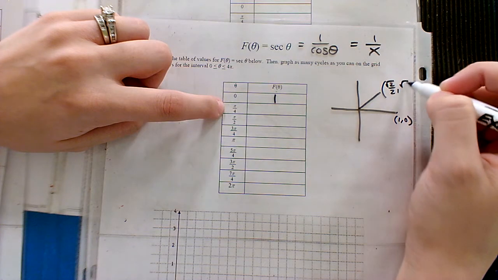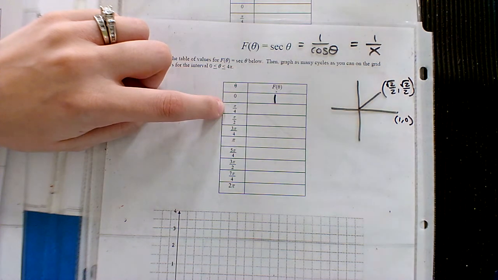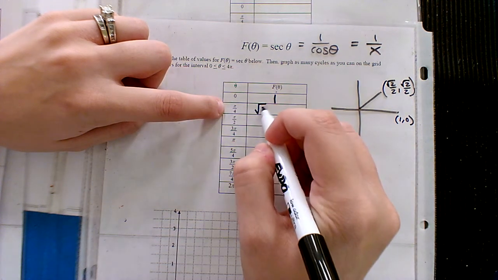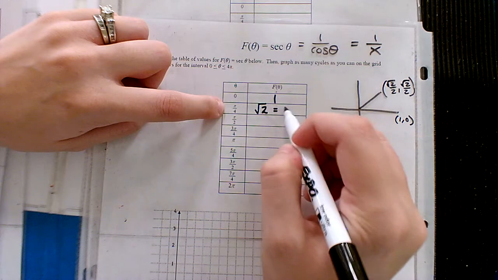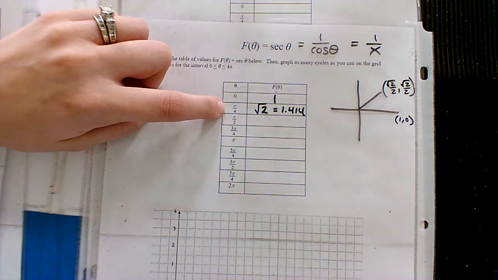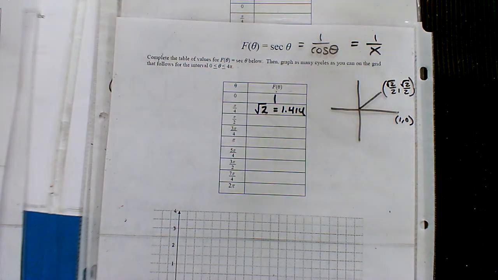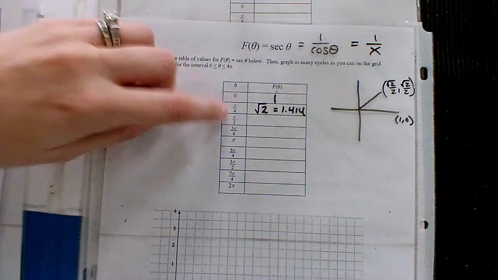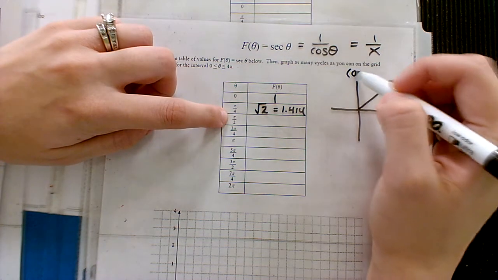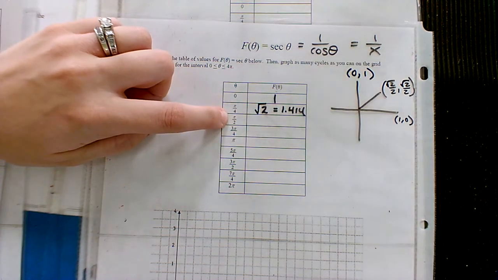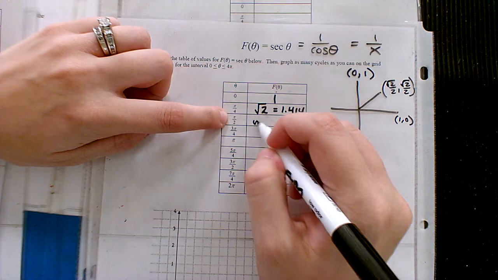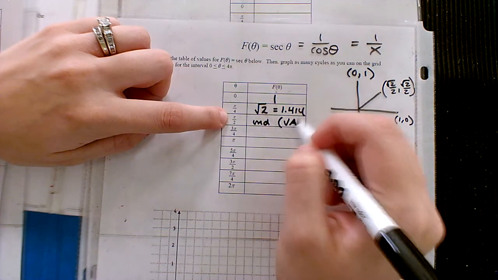Next point, middle of the first quadrant. We need 1 over the square root of 2 over 2. From the last example, we simplified that to the square root of 2, which we can write as a decimal. Let's see, pi over 2 at the very top. We have 1 over 0, which is undefined.